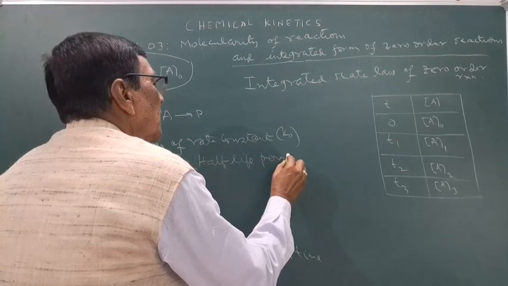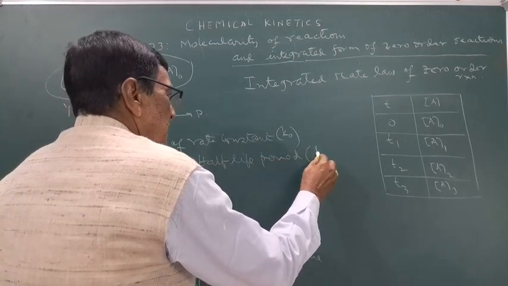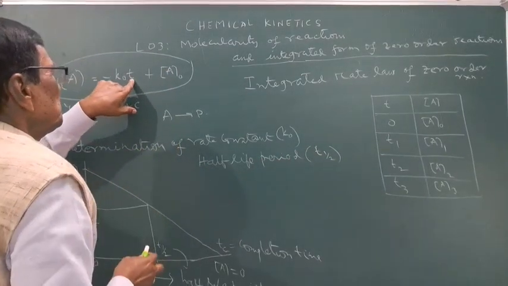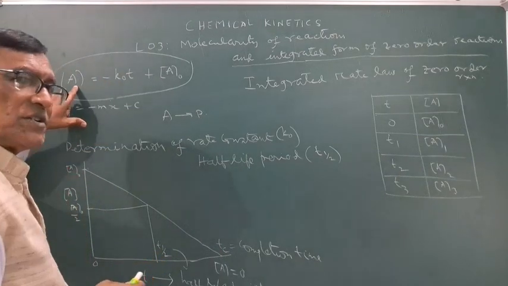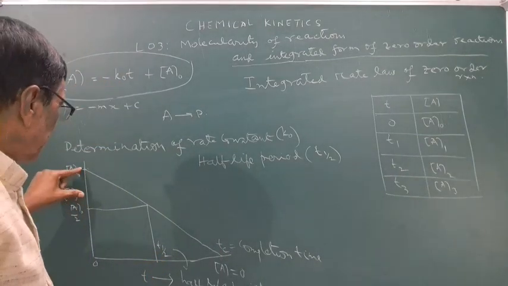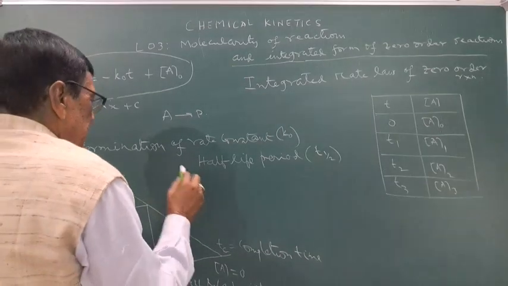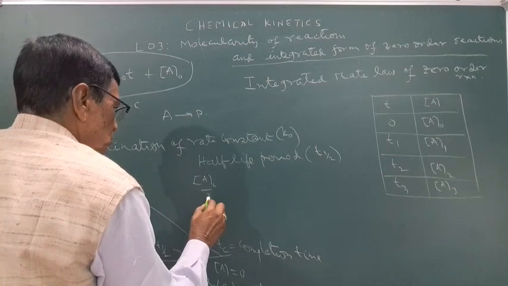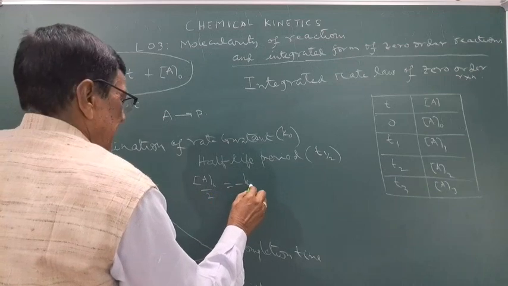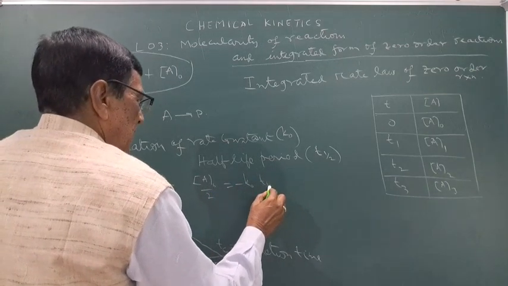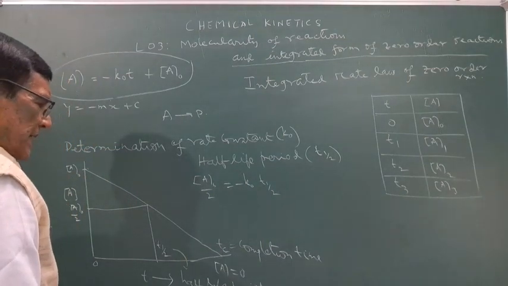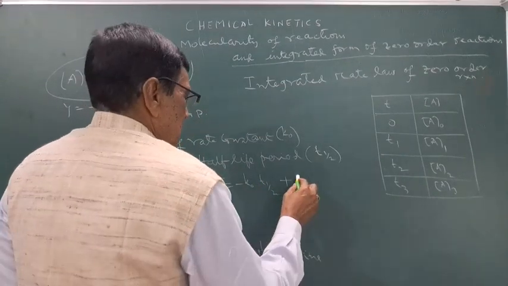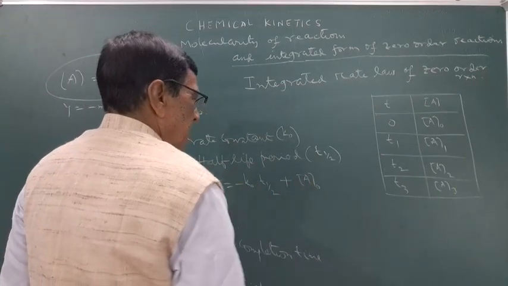Half-life period, which is called T half. In this case, when T equals T half, the concentration of A is A naught by 2. So here, A naught by 2 equals minus K naught T half plus the concentration A naught.